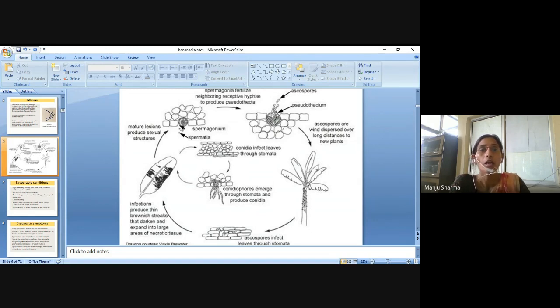Then the spermogonia fertilize neighboring reproductive hyphae to produce the pseudothecia, and ultimately the conidia infect the leaves through the stomata, and the conidiophores emerge through stomata and produce conidia. So like that there is the life cycle of the fungus.